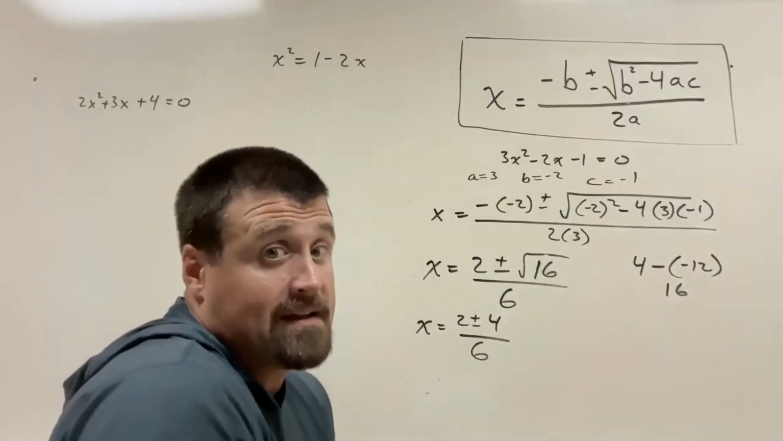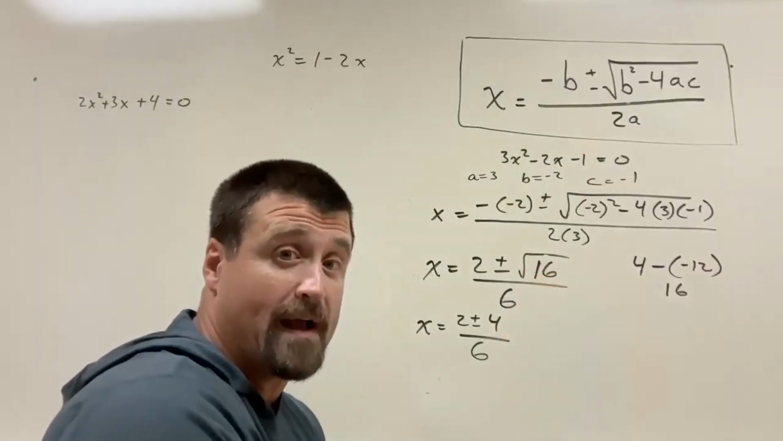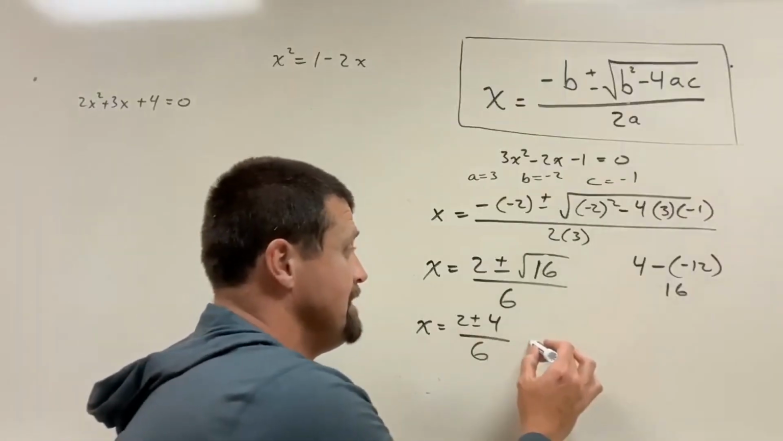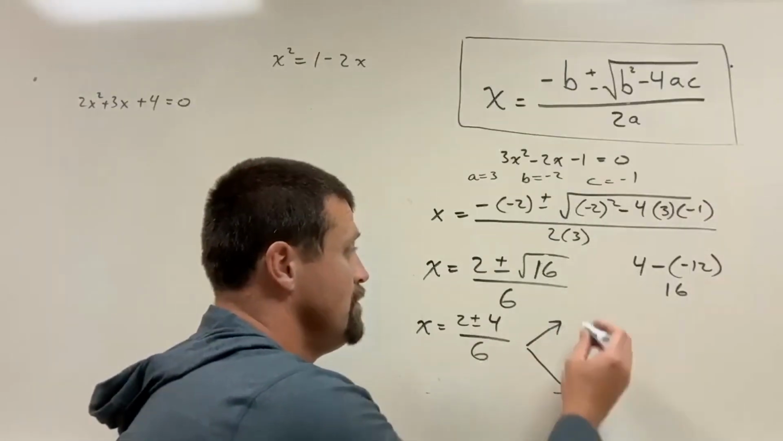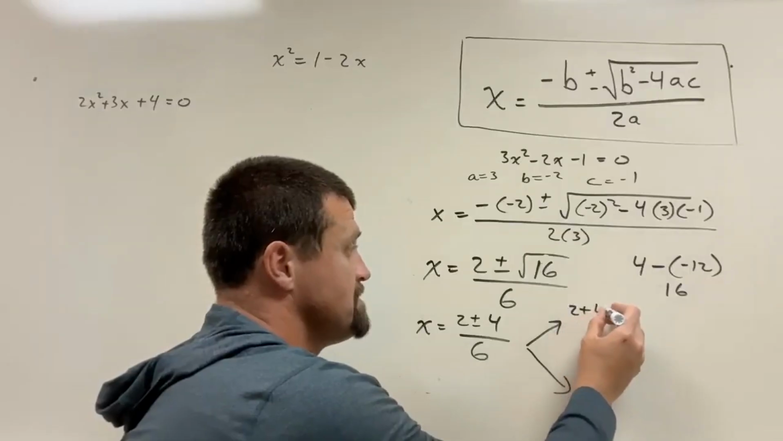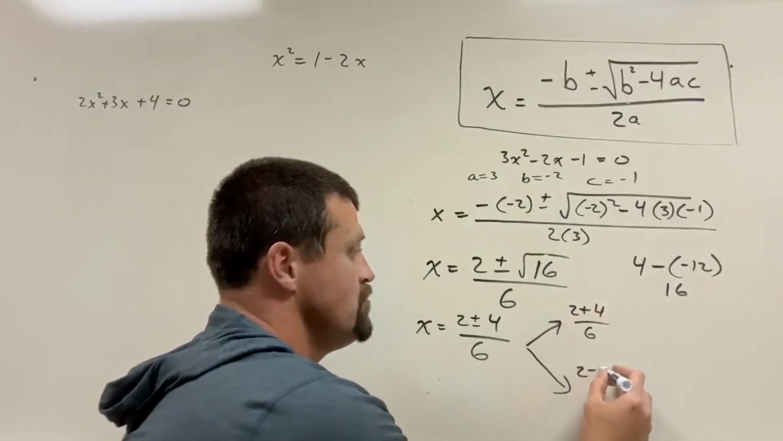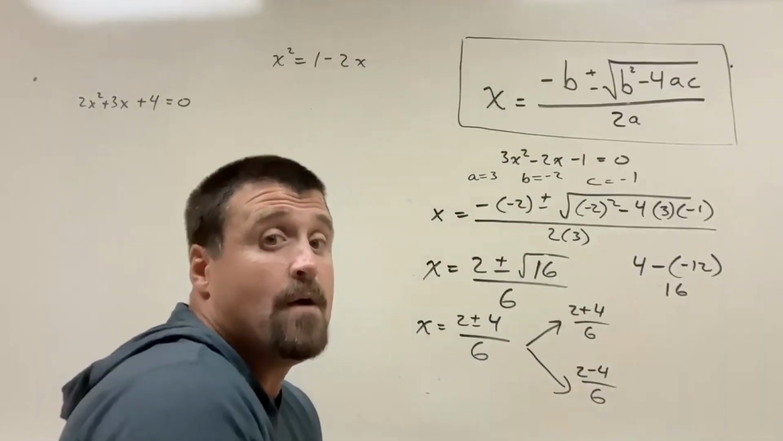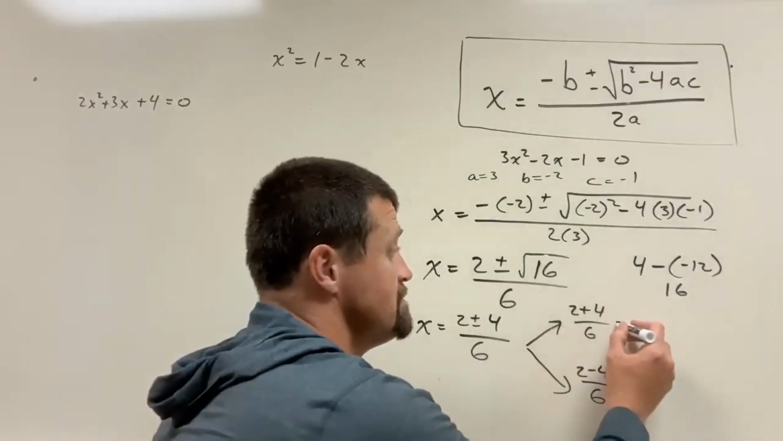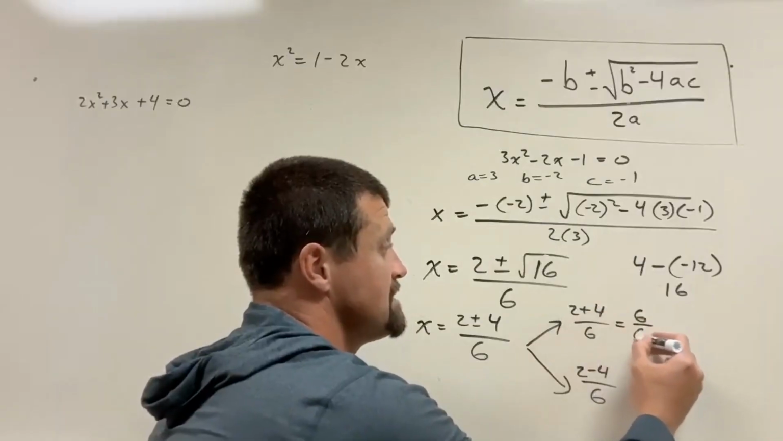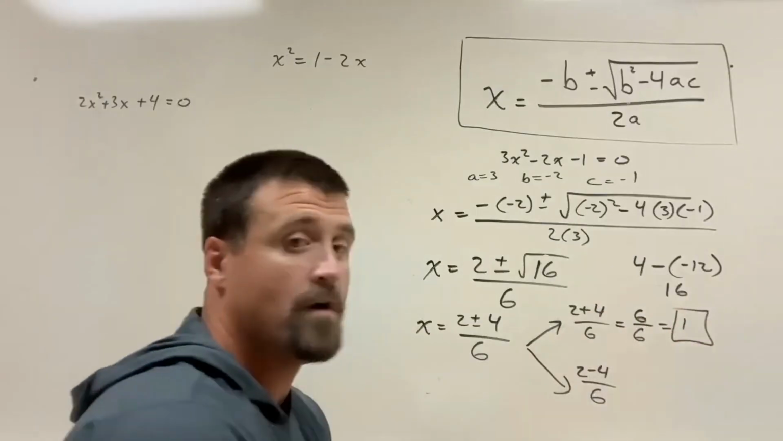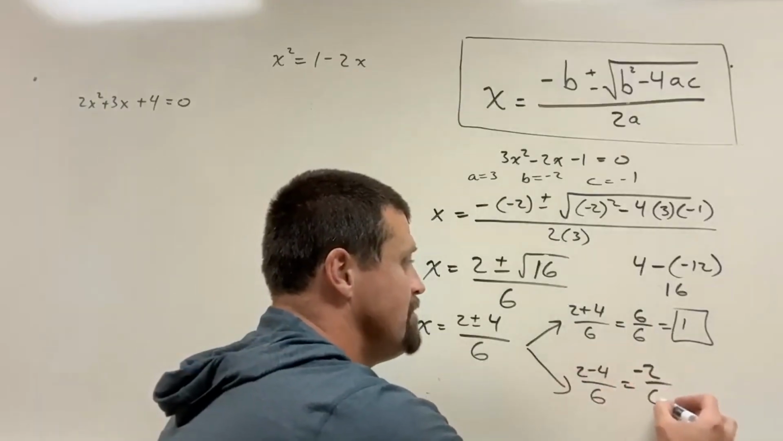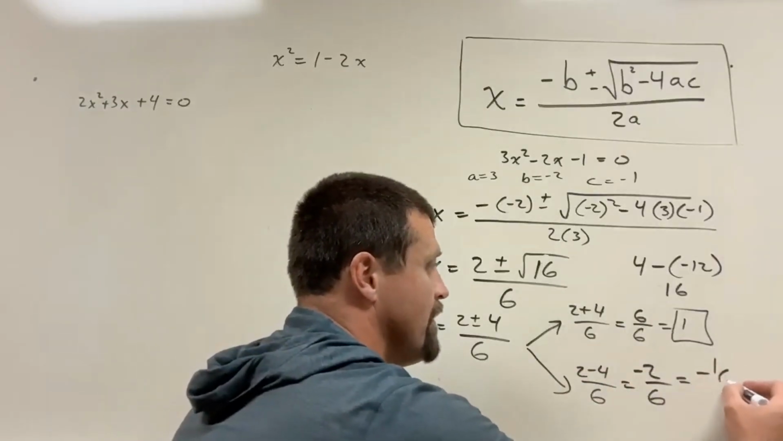Okay? And what I tell my students is if the square root goes away completely, then you need to finish the arithmetic. And we're going to do 2 plus 4 and 2 minus 4, like two different problems, and we'll get our two different solutions. So 2 plus 4 is 6. 6 over 6 is 1. It's one of my solutions. 2 minus 4 is -2 divided by 6 is -1/3.